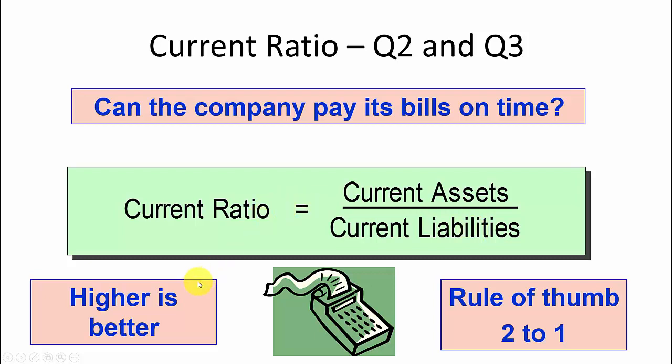For this ratio, higher is better. The higher the ratio, the better your current ratio position is. And usually the rule of thumb is a 2-to-1 ratio. That is, you should have $2 of current assets for every dollar you have in current liabilities.